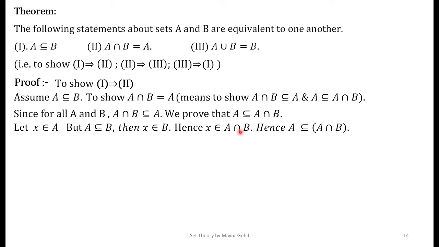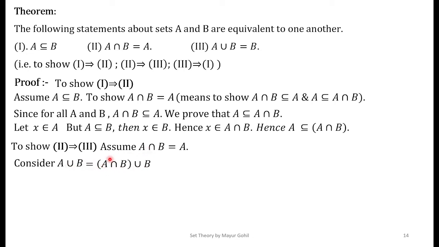Now let us go for the second part, to prove that the second statement implies the third statement. Let us see how. We are given here that A intersection B is A, and we have to prove that A union B is B. So consider A union B. Now you know that A can be written as A intersection B. That's what we had assumed, right? So I'll write that A as A intersection B.